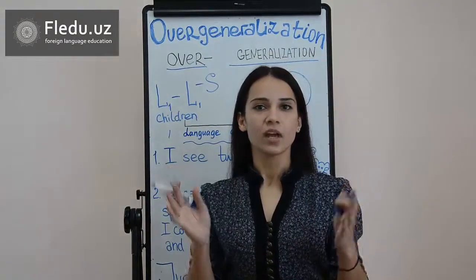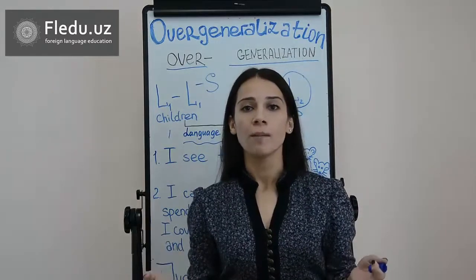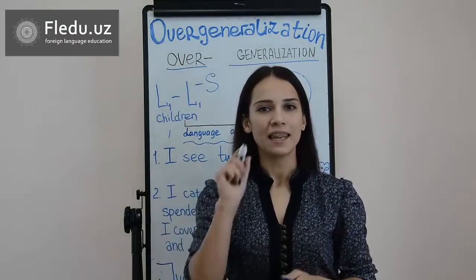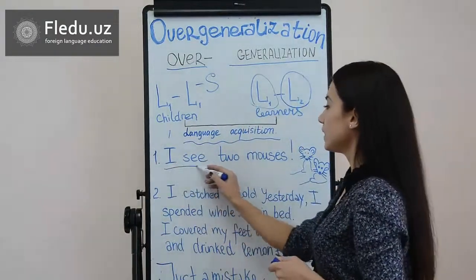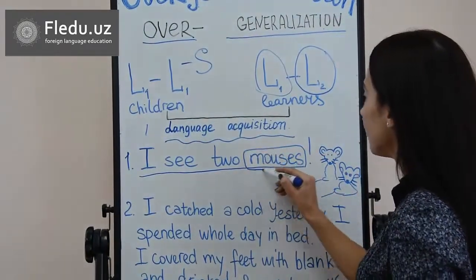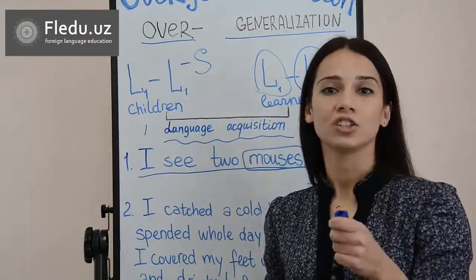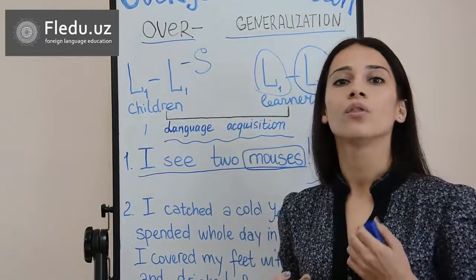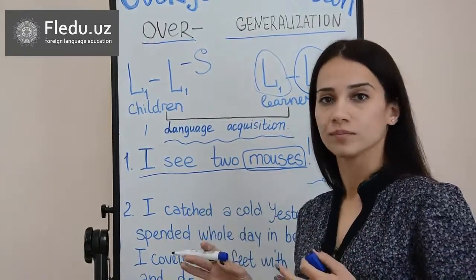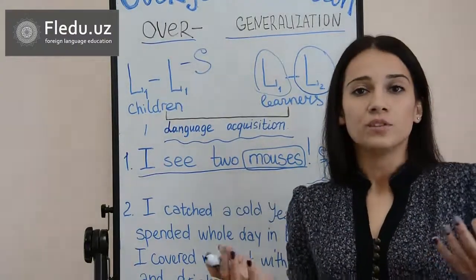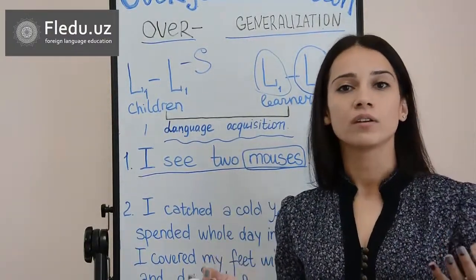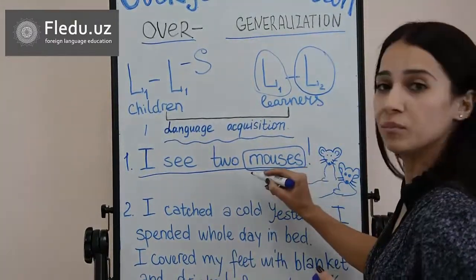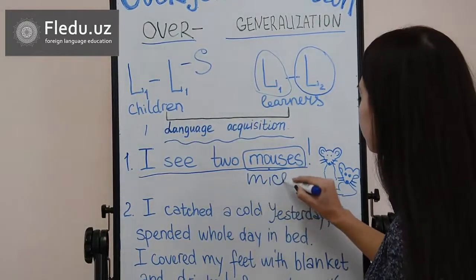And that's it. And then you are sitting in the garden with your mom and you surprisingly shout, "Oh, mommy, I see two mouses." Let's look at our example. I see two mouses. So here is a very clear example of overgeneralization. Here you overgeneralize morphological rules about forming the plural of the noun. But you are a child and you maybe do not know that there are nouns that have a different way of forming plurals. It must be two mice.